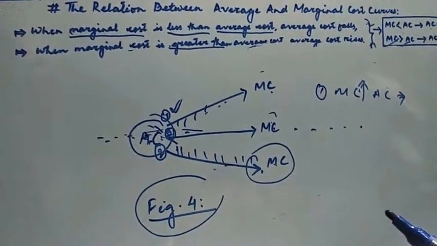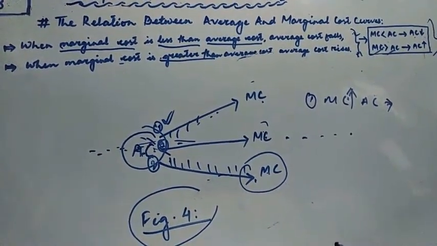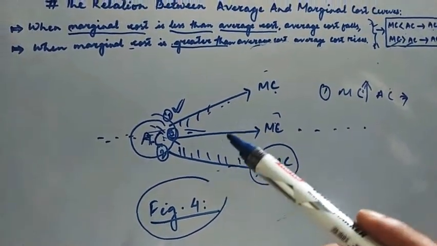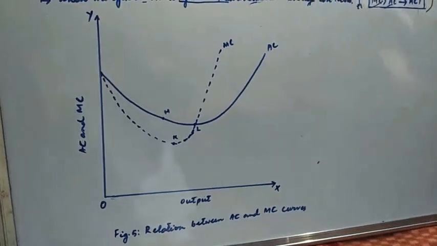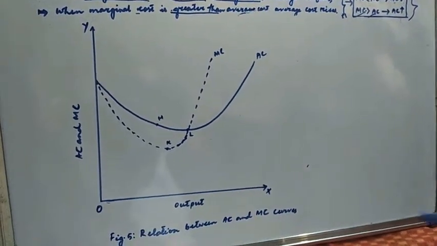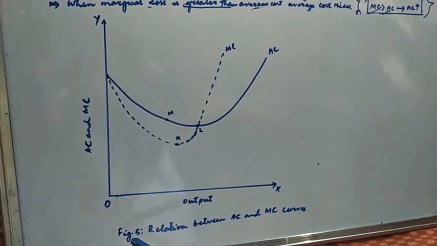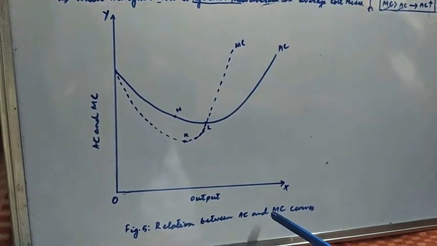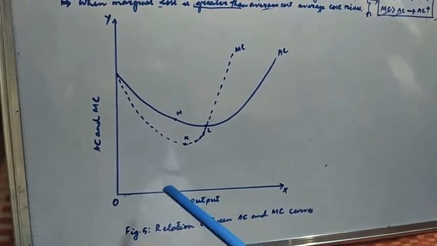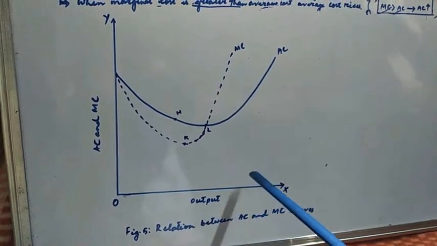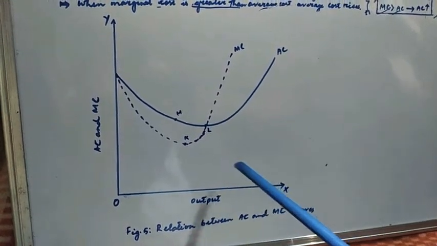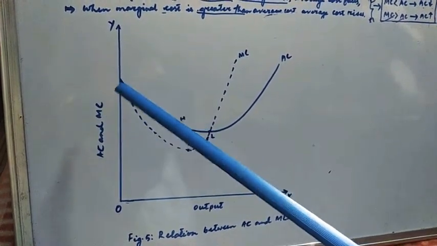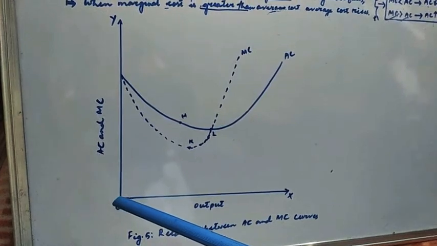So that is another illustration of the relation between average cost and marginal cost curve with the help of this figure number 4. So again, we shall explain the relationship with the help of this diagram, that is figure number 5, explaining the relation between average cost and the marginal cost curves. So on the x-axis, we are measuring the output, the level of output that is produced, and on the y-axis, we are measuring average cost and marginal cost curves, and O is the origin.